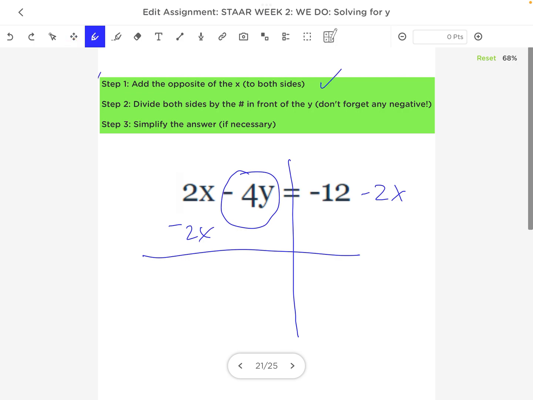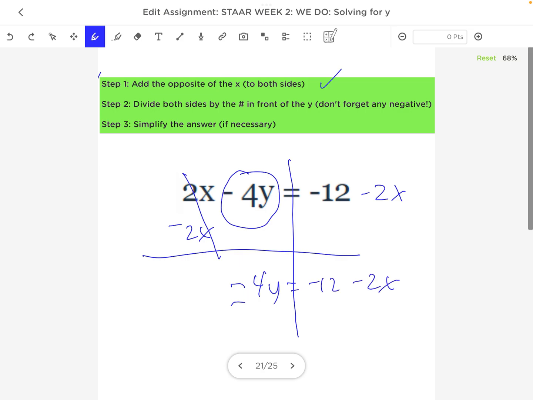Okay, so step number two, we're going to divide both sides by the number in front of the y. Make sure we don't forget any negatives. The number in front of the y is this negative 4. So let's work from left to right. That cancels out. I'm going to bring down my negative 4y equals negative 12 minus 2x, right?